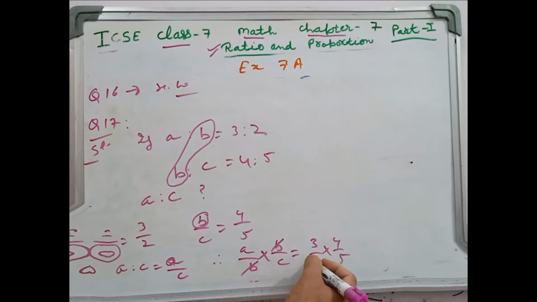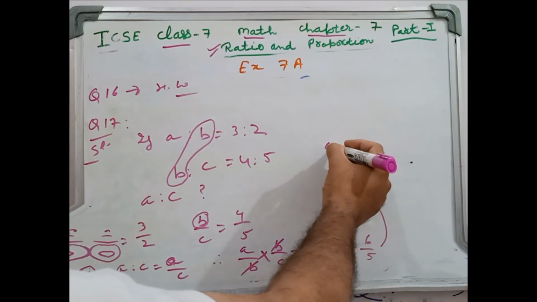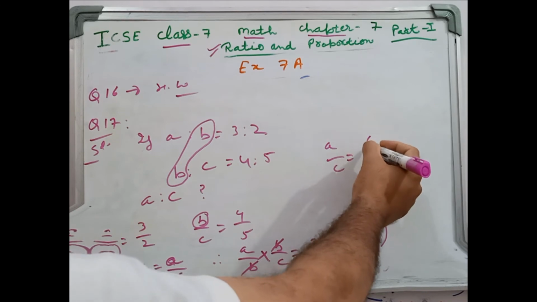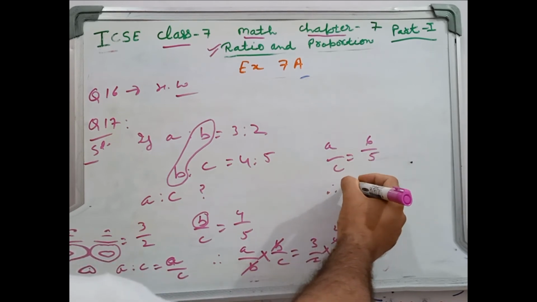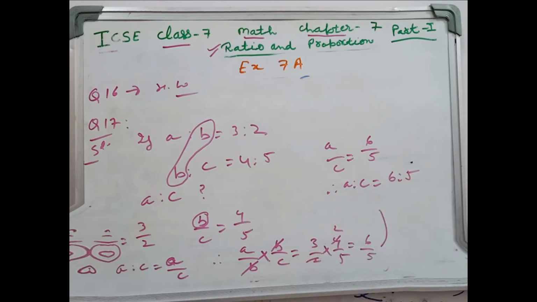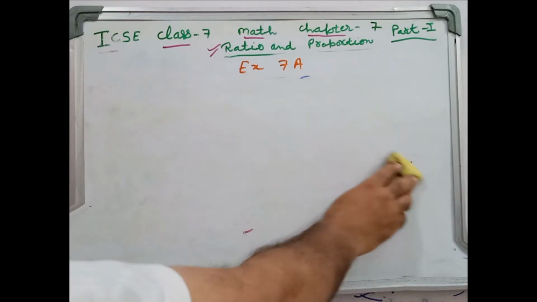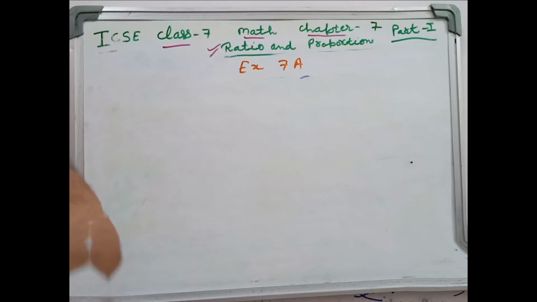So this will cut 2 to the 4, and B gets cancelled. So A upon C has become 6 upon 5. Therefore, A ratio C will become 6 ratio 5. No need to panic, do it easy. Now, we will move on to question number 18.